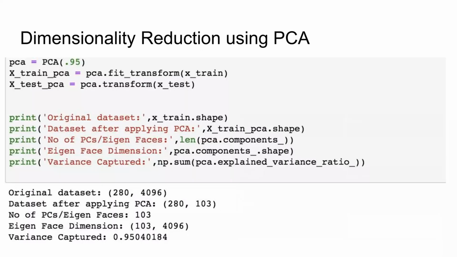Dimensionality reduction using PCA. Dimensionality reduction using principal component analysis, PCA, is a powerful technique to reduce the number of features in a dataset while retaining as much of the original variance as possible. This is especially useful in scenarios where you have high-dimensional data, and you want to reduce complexity, improve computational efficiency, or mitigate the risk of overfitting.